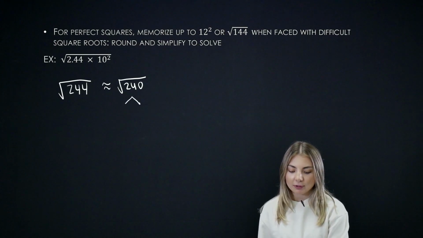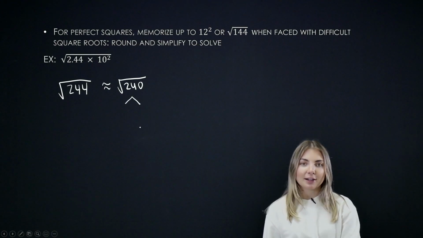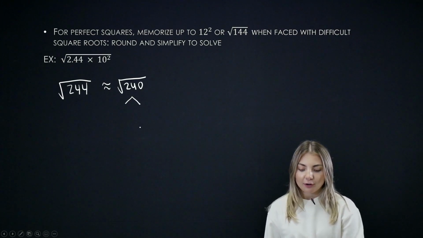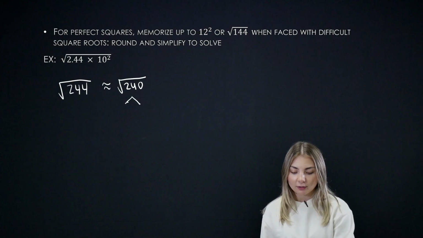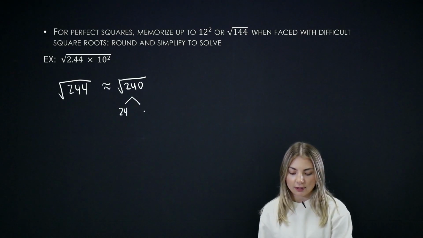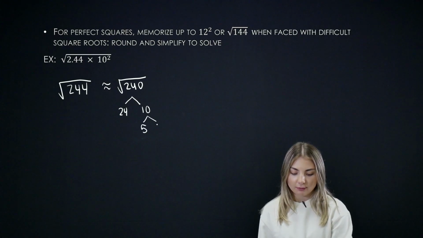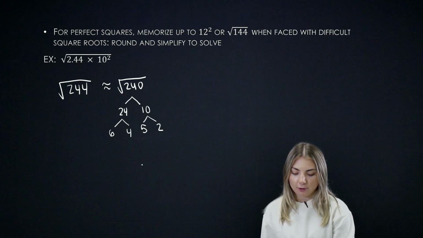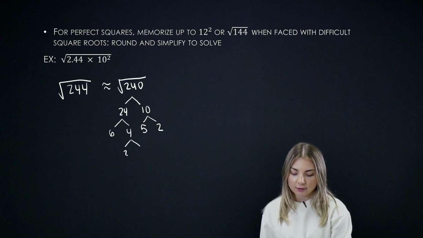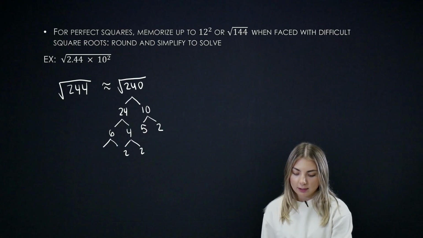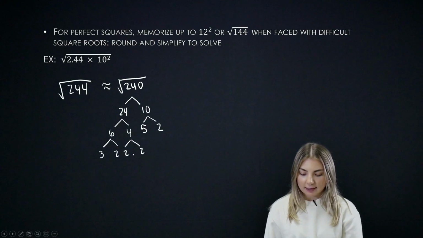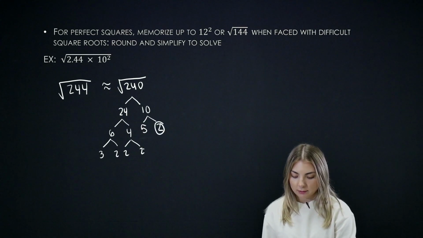So now we're going to bring back the tree that we used in elementary school in order to break down square roots. So first of all, 240 will divide into 24 and 10. And now we know that 5 times 2 equals 10. 6 times 4 equals 24. 2 times 2 equals 4. And 3 times 2 equals 6. Now looking at this, we have 4 2's.